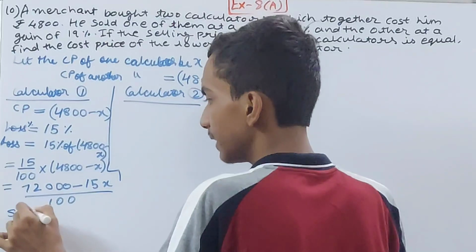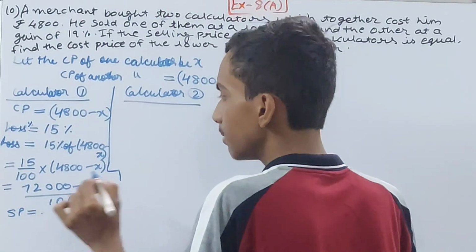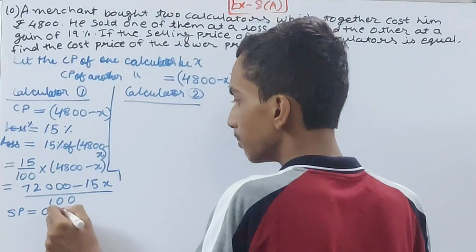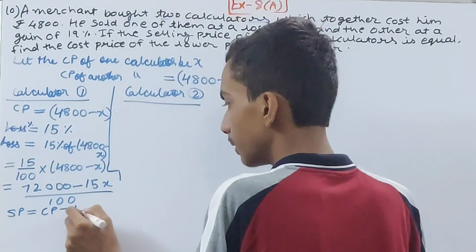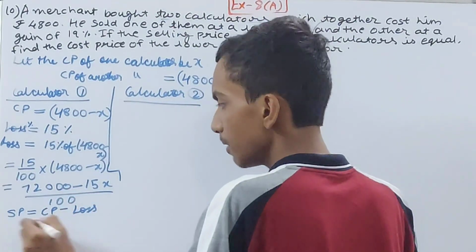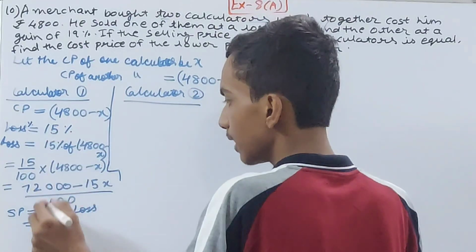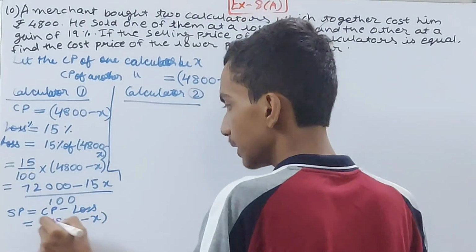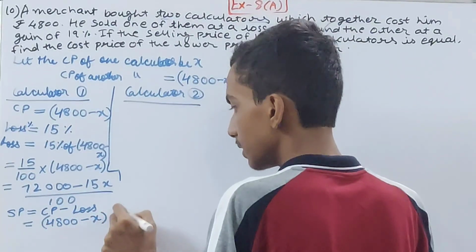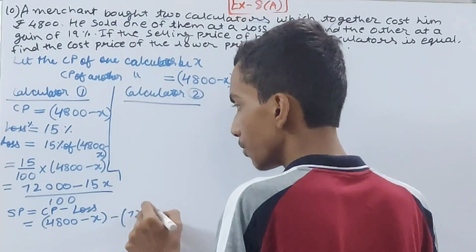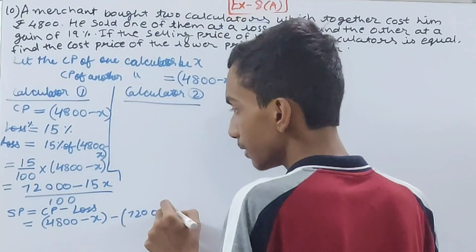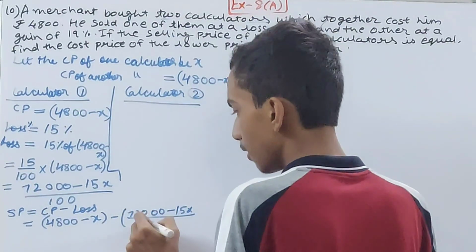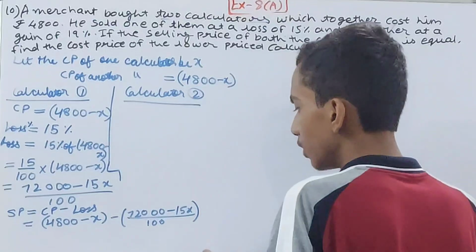Now calculate the selling price. Selling price will be equal to cost price minus the loss. Cost price is 4,800 minus X, minus 72,000 minus 15X upon 100. We will also solve this.